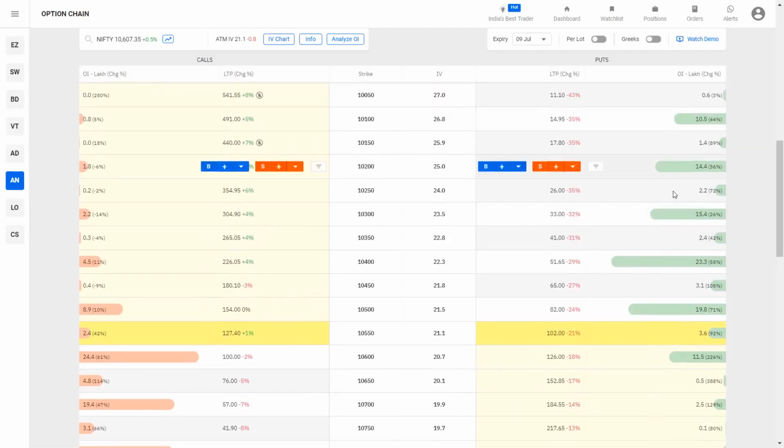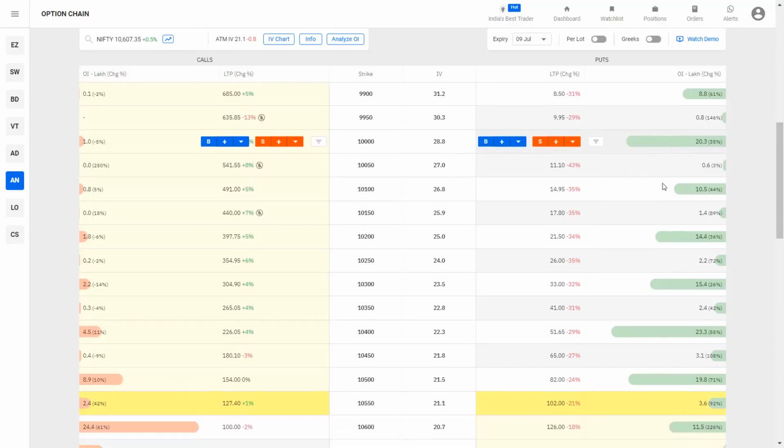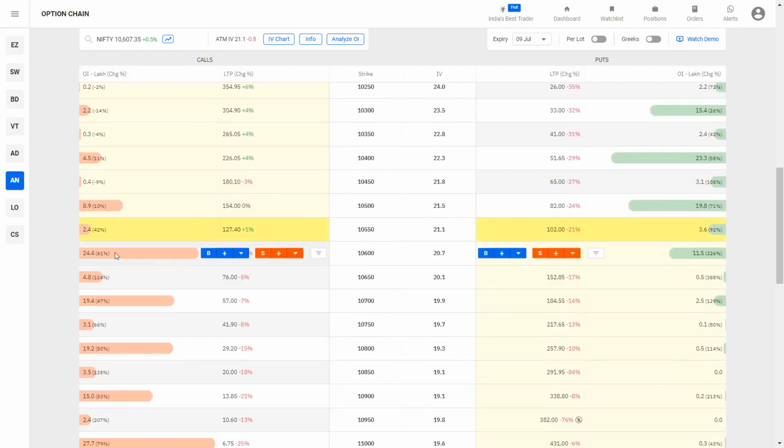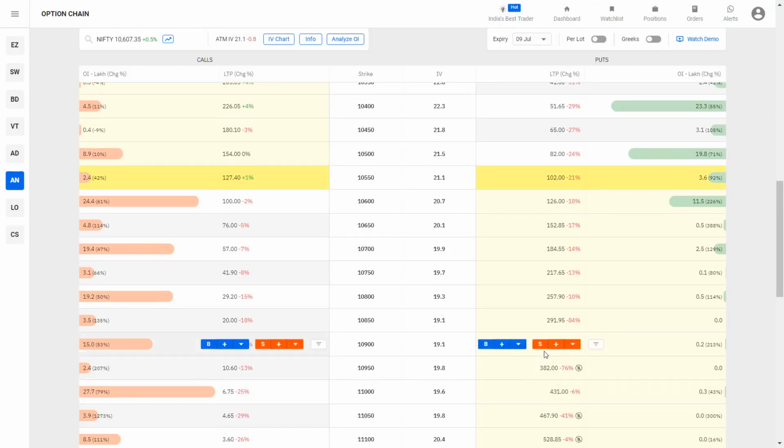So here is an OI, right? At 10,000, there are 20.3 lakh contracts of puts. This means that there are 20.3 lakh sold option contracts here, and there are 20.3 lakh bought option contracts here. Similarly, if you look at 10,600, there are 24 lakh sold contracts here and 24 lakh bought contracts here. 11,000, 27 lakh contracts here, sold and bought both, right?